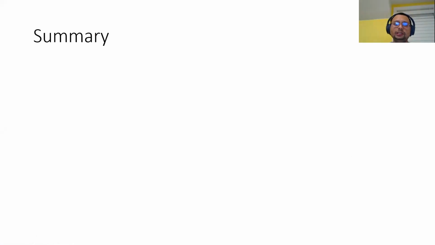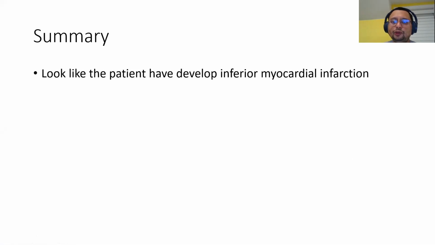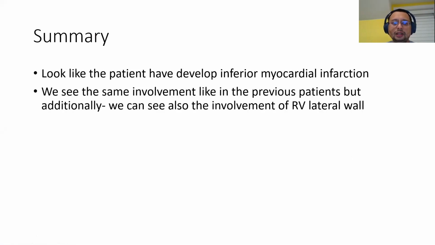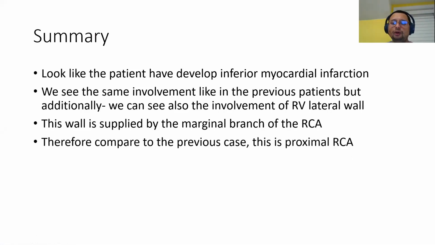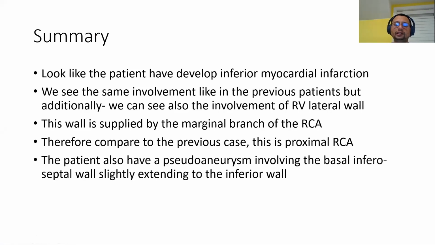So what is the summary of this patient? From the regional wall motion abnormalities of the left ventricle, he has developed inferior myocardial infarction. We see the same involvement like in the previous patients, but additionally, we can see also the involvement of the RV lateral wall. And you know that this must be a proximal RCA because this wall is supplied by the marginal branch of the right coronary artery. Therefore, the previous case is someone with mid right coronary artery involvement. This is someone with proximal right coronary artery involvement.